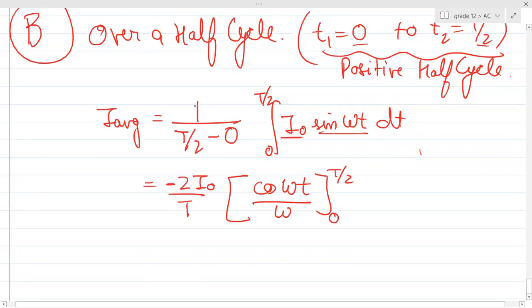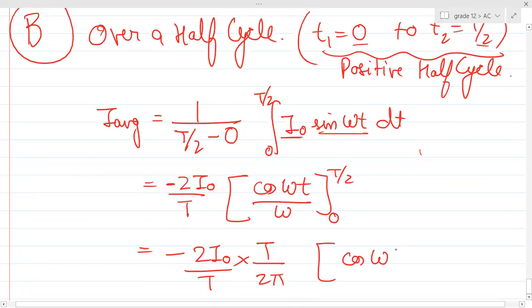Yes, sir. I inverted this T/2. 1 upon T/2 is basically 2 by t. Integration of sine omega t is minus cos omega t upon omega. So I took that minus sign out. Also, this I naught was in multiplication. I took this I naught also out. Till here, good. That is minus of twice of I naught by t. 1 upon omega, I'll write it as t upon 2 pi. And this will be cos omega t.